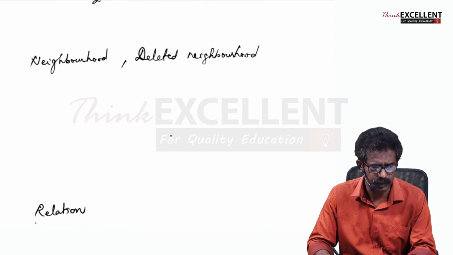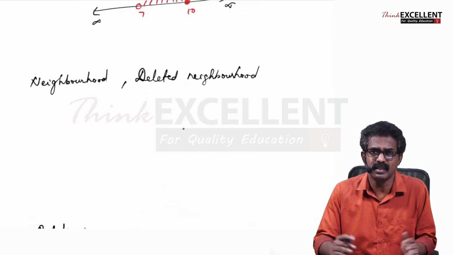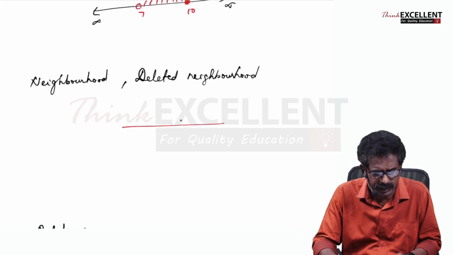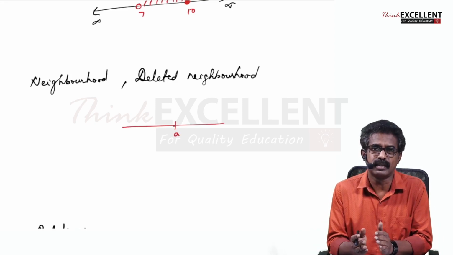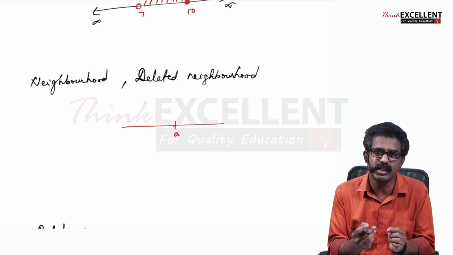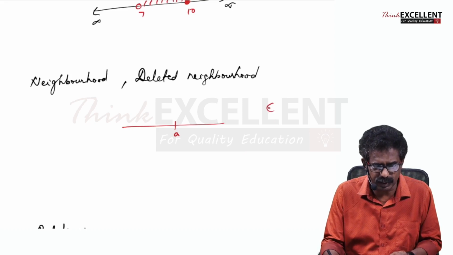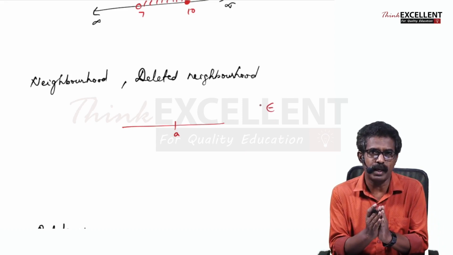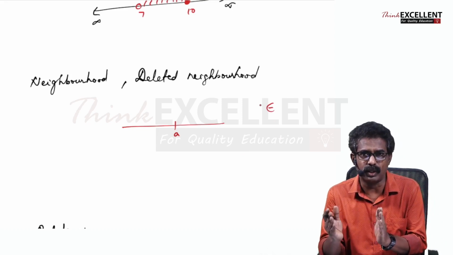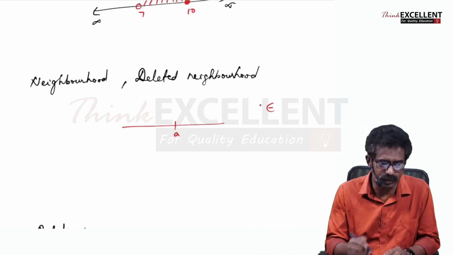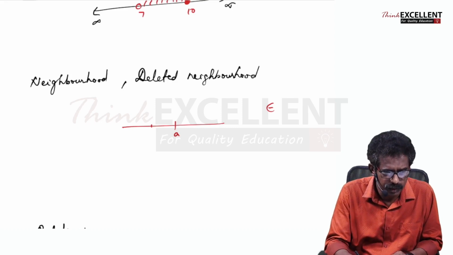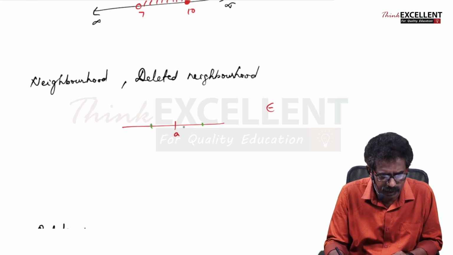Neighborhood, neighbor, nearby, right? Suppose I am taking a number, say A. Its neighbor means some portion on the left side, some portion on the right side. You take a very small number, say epsilon. Epsilon is a very small number. So A is one point. On the right side you add epsilon, on the left side subtract epsilon. So here one point, here one point, here one point. This distance is epsilon. This distance is also epsilon. Since it is the right side, this is A plus epsilon. It is the left side, so A minus epsilon. A is in the middle.